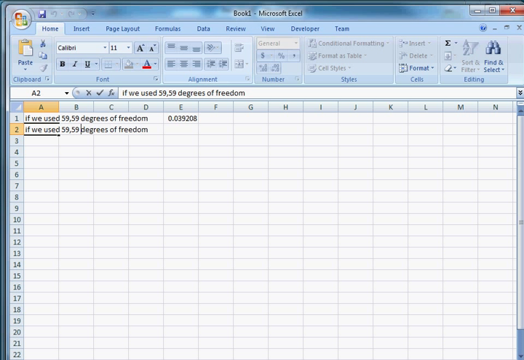Now, if we used 60, what would we get? Well, I can Control D to copy this down. I'll modify it to 60, 60, and you can see not that big a difference, right? So when we use 60, 60, we got a p-value of 3.8%. When we use 59, 59, if we'd done it right, we would have gotten 3.92.